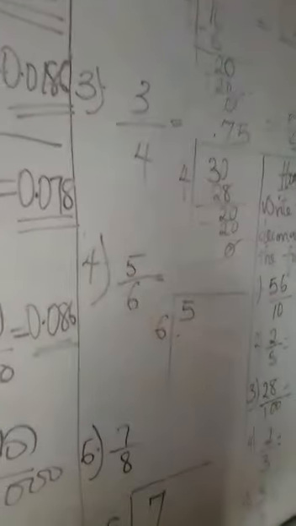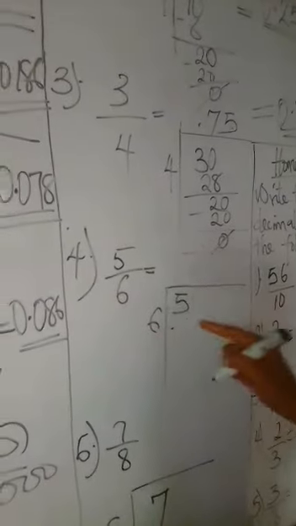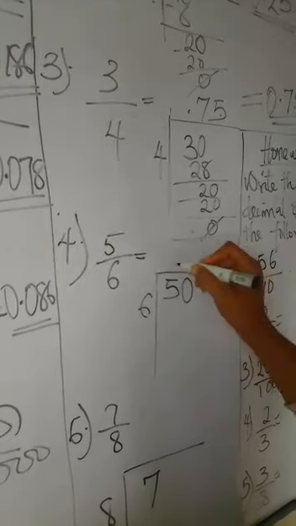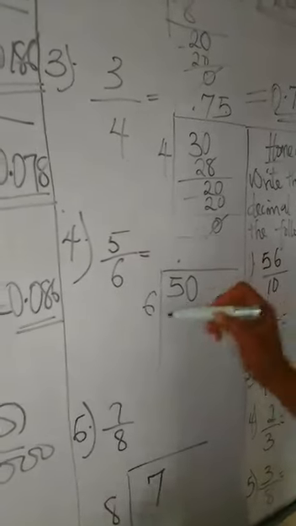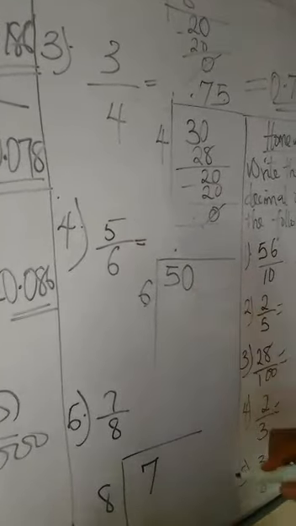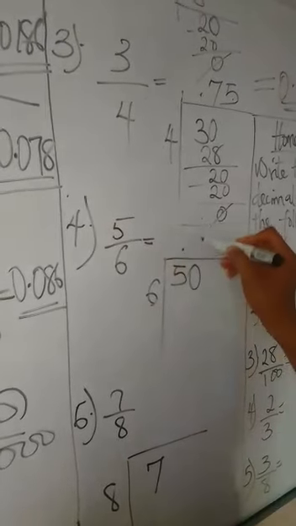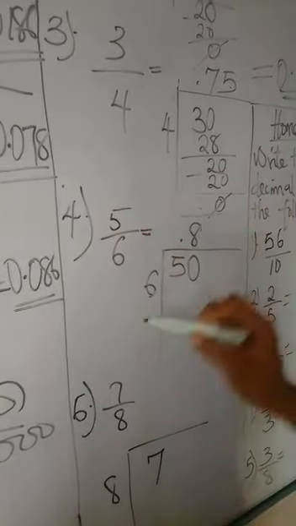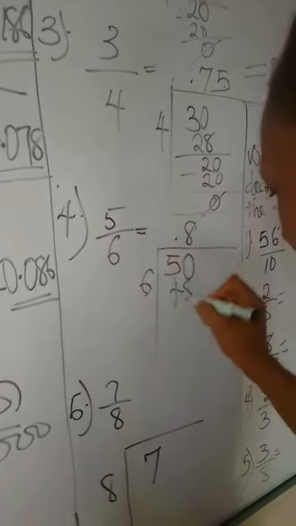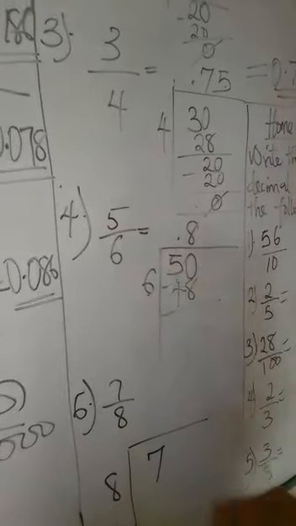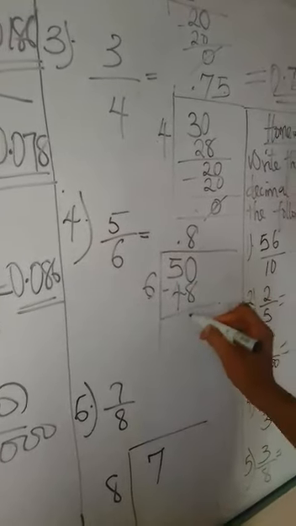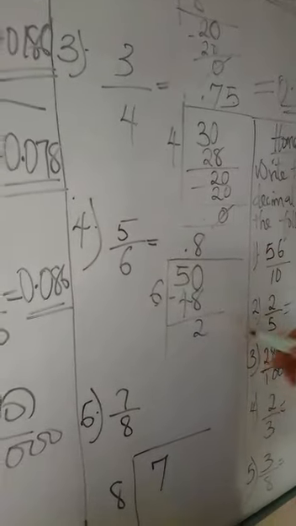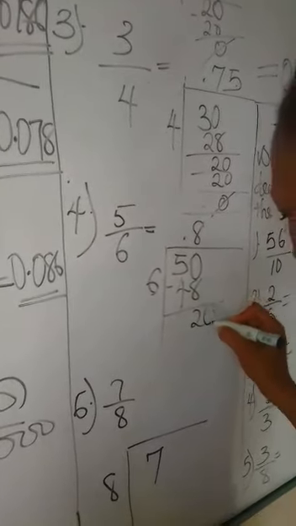Okay, 5 over 6. 6 divides 5. Can't go. Put my 0, put my point and add 0. 6 divides 50. Give me 8, with a remainder. Okay? 8 times 6 will give me 48. Now subtract. 50 minus 48 is 2. Now because I've not gotten my final answer as 0, I'll add another 0.